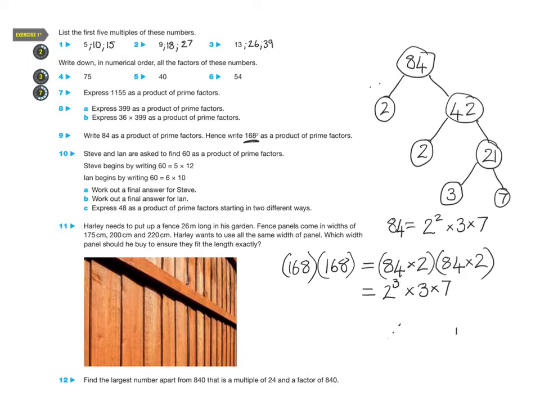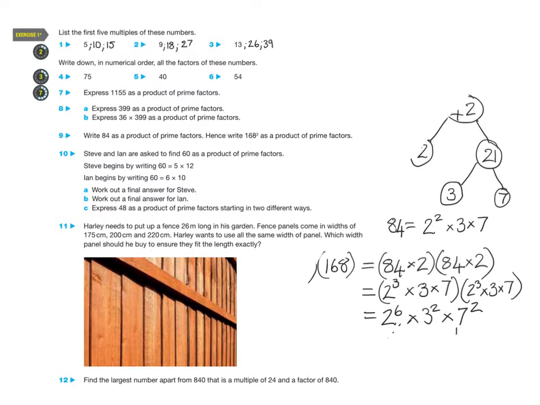The reason I'm throwing in the 2 is because of 84 times 2, I'm throwing in another 2. There we go. So now I've got 84 times 2 times 84 times 2. Let's make that work over here. 2 cubed times 3 times 7, which would give me 2 to the power of 6 times 3 squared times 7 squared. Let's erase that to make space for the next one.